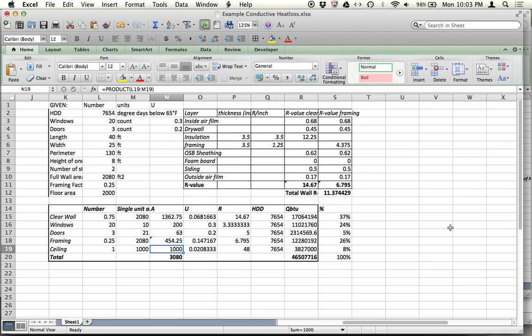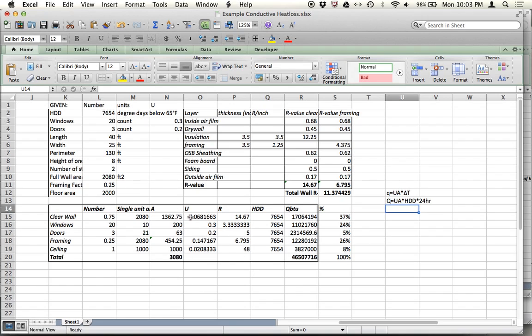Because remember, our equation that we're going to try to be building is going to be Q equals UA times delta T. And we're using a special version of that, which is Q equals UA times the number of heating degree days times 24 hours, which gets us from days to hours, because the U factor is measured in hours. So that's the important equation that we're trying to get to.